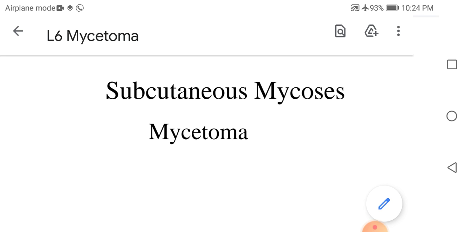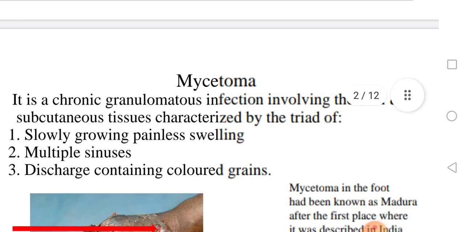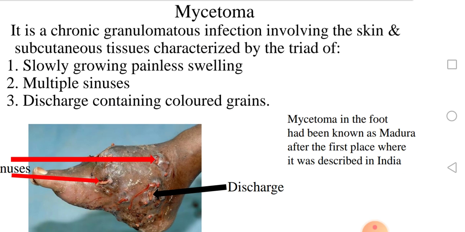It is about mycetoma. Mycetoma is one of the subcutaneous mycoses. It is a chronic granulomatous infection involving the skin and subcutaneous tissues. It is characterized by the trait of one, slowly growing painless swelling; two, multiple sinuses, that is to say, openings in this swelling; three, discharge containing colored grains, the discharge from the sinuses.